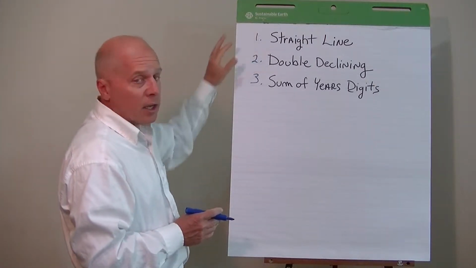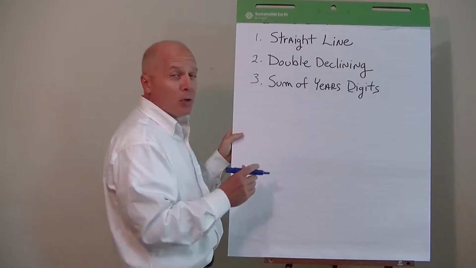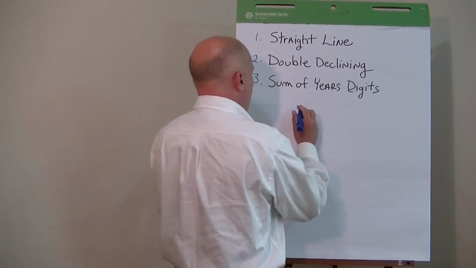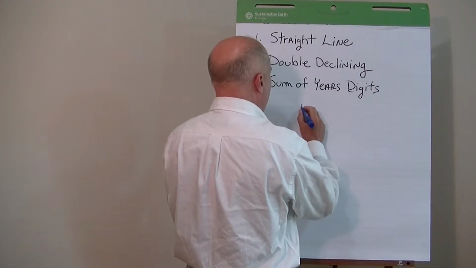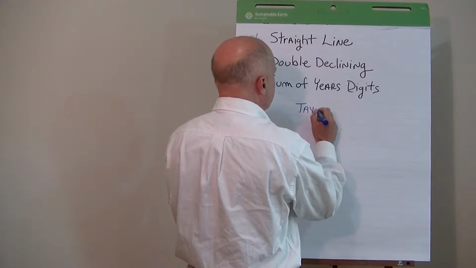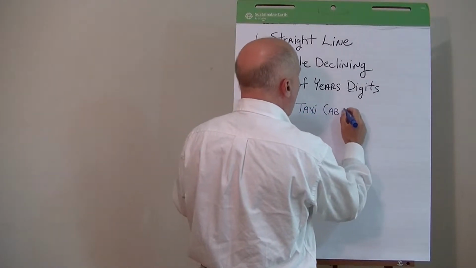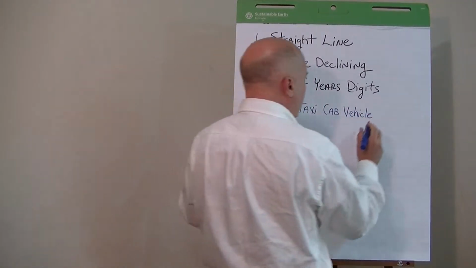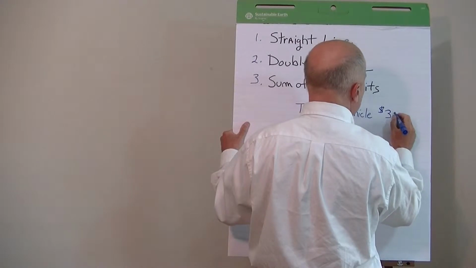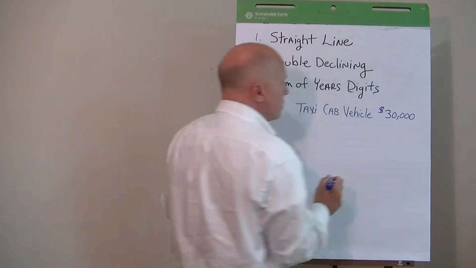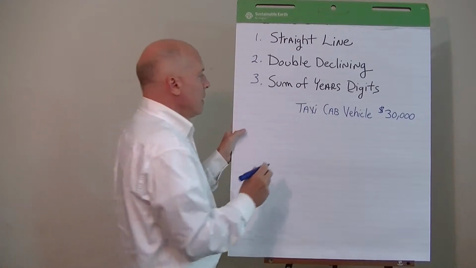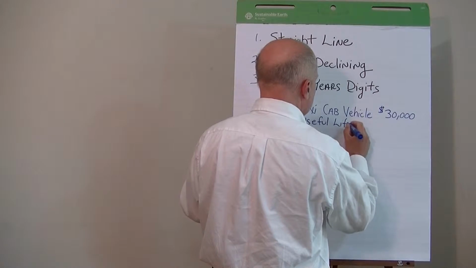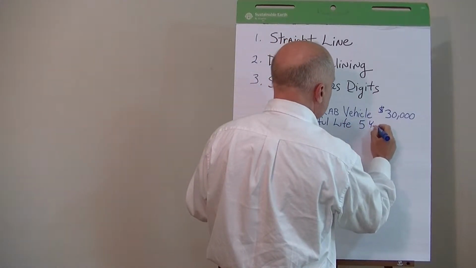Straight line method, I think, is pretty straightforward. We touched on it with the building example in the last lesson, but I'll use another simple example that'll work for all three of these. Let's say we run a taxi cab company, and we go out and buy a taxi cab vehicle, and we pay $30,000 for this new taxi cab to put into our fleet of vehicles. And we believe that it has a useful life to our business of 5 years.